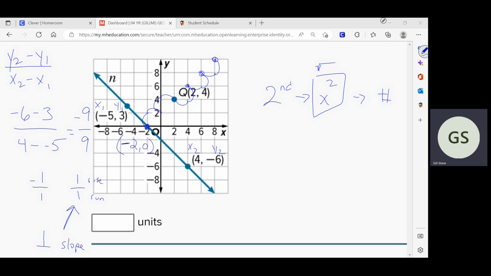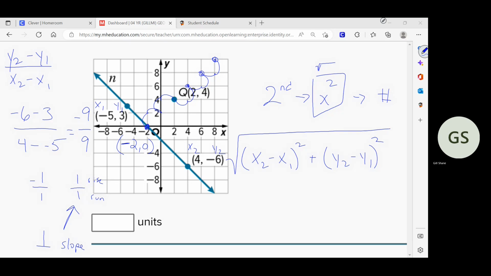So your last step then, now that you know your second point to use, we need the distance between those 2 points. That's where you come back and use that distance formula. So we do all of that. Again, we're using different points now. Don't use the same original points. That was for slope. So now I'm using 2, 4 and -2, 0.